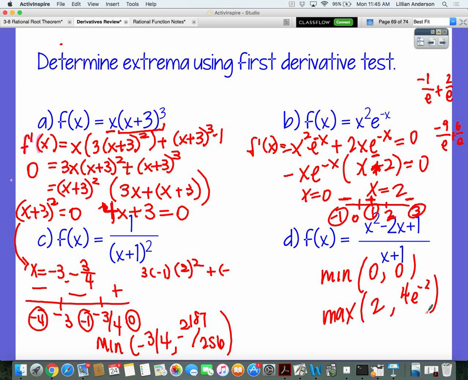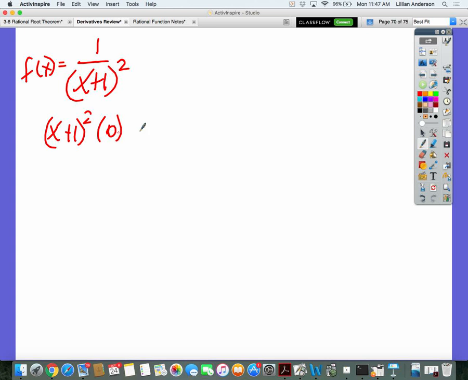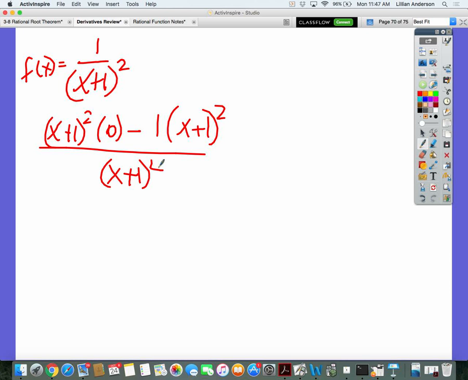All right, C and D. So here you go. This is the function for C. You have a low. Remember, it's low d high minus high d low, all over low squared. So this would have gone away, and you would have just been left with a negative 1. You would have had this. Do you guys have that for the derivative? You have to find the derivative. Low d high minus high d low.